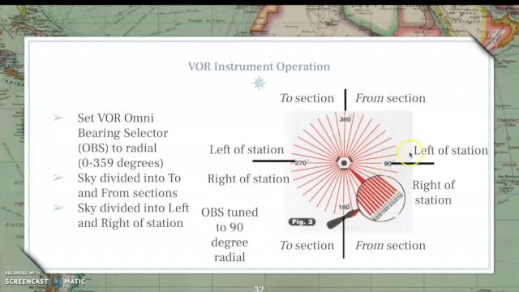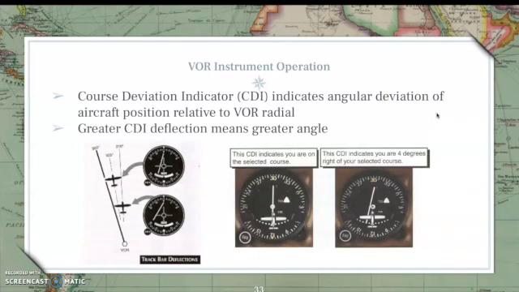And so right now we are looking at the fact that we are a little bit off course based upon the radials over here if we are tuned to that 90-degree. Okay, so what we're looking at with our course deviation indicator is that it indicates the angular deviation of the aircraft position relative to the radial. So that's how far we are off from an angle. Now remember, our goal is always to have a straight path. Okay, so the greater CDI deflection means a greater angle that we are away.